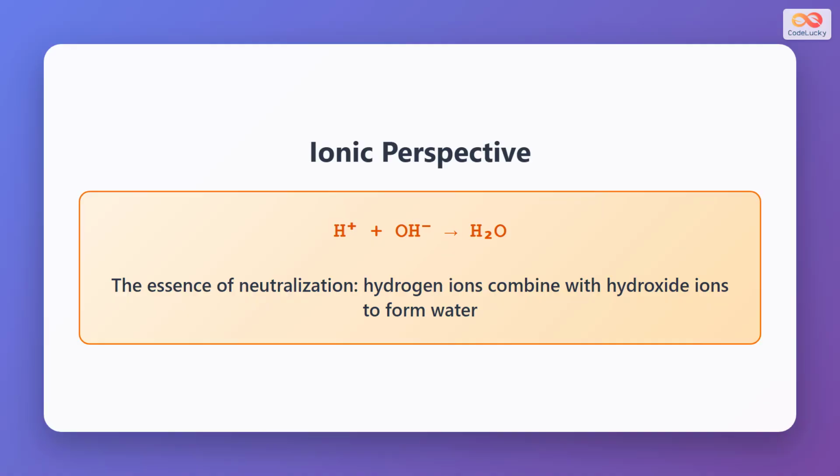At the ionic level, neutralization becomes even clearer. The essence of the reaction is this: hydrogen ions from the acid combine with hydroxide ions from the base to form water. H+ combines with OH- to produce H₂O. This is the core reaction happening at the molecular level. The remaining ions form the salt, but the key process is this combination of hydrogen and hydroxide ions creating water molecules.